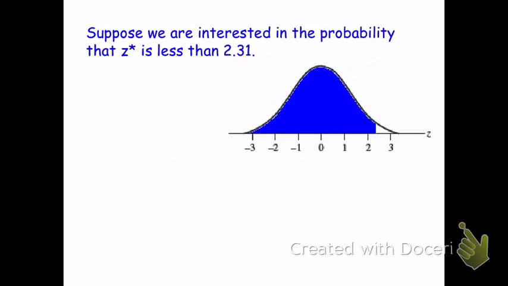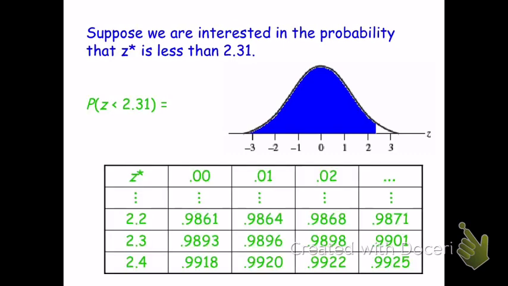Okay, less than 2.31. So on the table, I'm going to go to 2.3. Then I'm going to go over to 0.01, and you should get 0.9896. If I wanted to do that in my calculator, that would look like normal CDF. You don't have to actually do this if you don't want to.